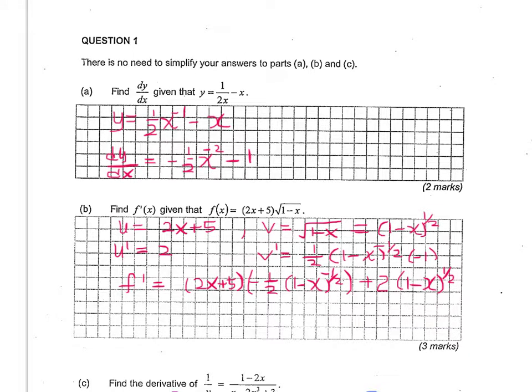Right, for the first questions, most of them are pretty straightforward. Like this one, you can see it is 1 over 2x, so it becomes half x to the power of -1 and so on, and then just differentiate it using the power rule. For the second one here, you can see the u is 2x plus 5 and the v is the square root of 1 minus x, so using the product rule of uv you get this. No need to simplify this at all.